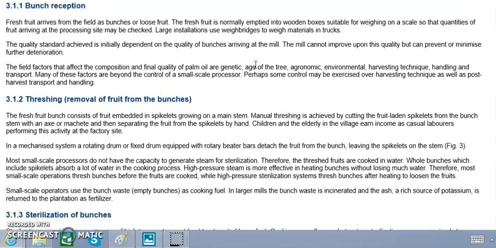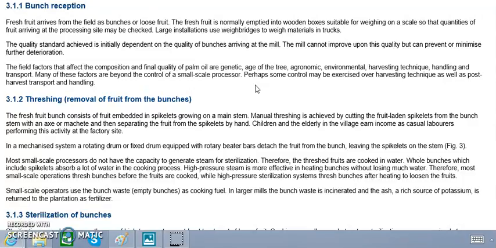So we're going on to bunch reception. Yeah, I didn't wait for 5 seconds, sorry. So really, the fresh fruit arrives from the field as bunches or loose fruit. So that's one place you can look at. How can you help in transporting the bunch from the field or from the farm to where it's going to be processed? Or if you're lucky enough, you actually site your processing facility close to where the bunch is being prepared and harvested. Now, that's an area for us to really look at.